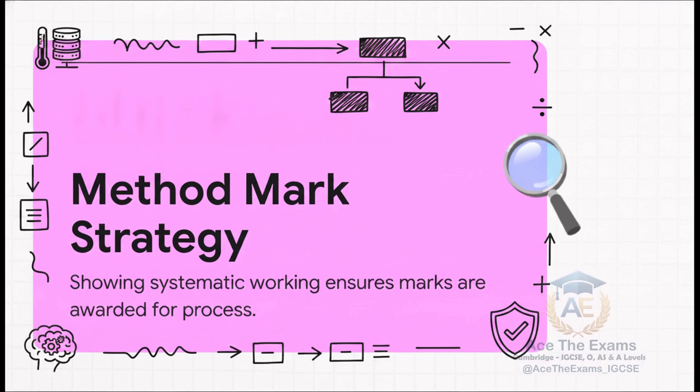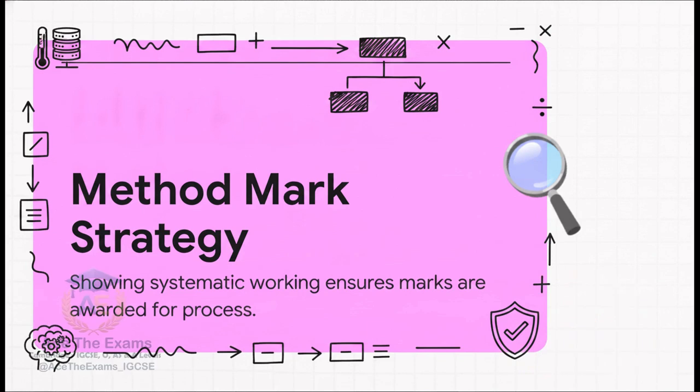Listen to me carefully. Even if your final calculation is wrong or your ultimate conclusion is slightly off base, Cambridge examiners can and will award you method marks just for showing a logical, systematic, analytical journey. Show your working. It is literally a mathematical safety net. It can save your entire grade if you make a silly minor slip-up at the very end of a 12-mark question. Don't keep the logic in your head. Put it on the paper.